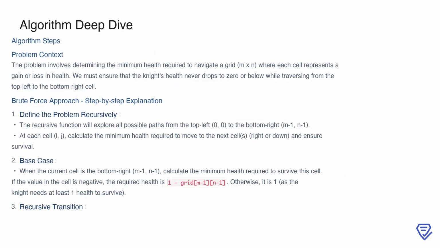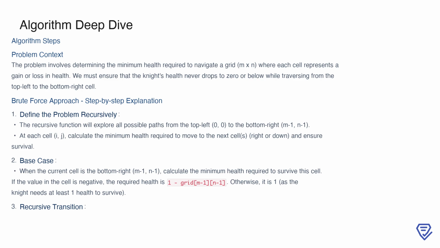To solve this problem, we aim to determine the minimum initial health the knight needs to survive while traversing a dungeon grid. Each cell in the grid represents a gain or loss in health, and the knight must reach the bottom right corner without their health dropping to 0 or below at any point.